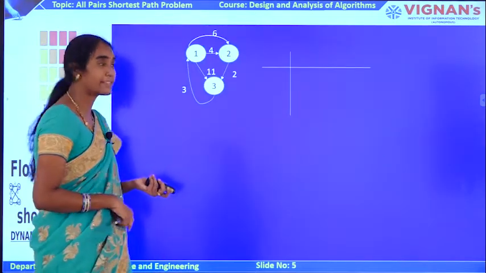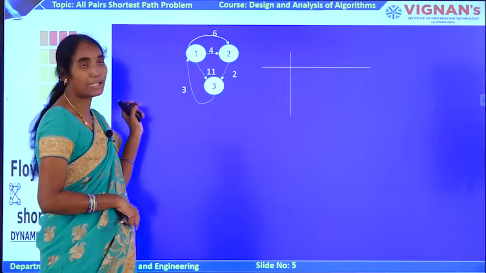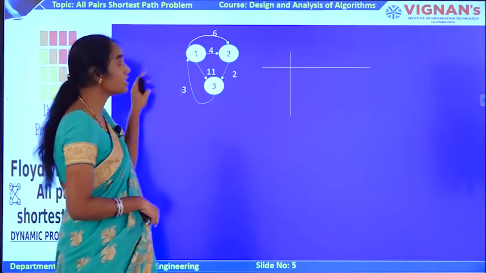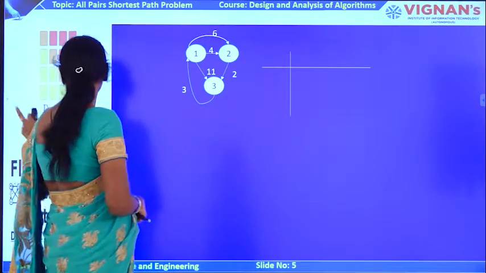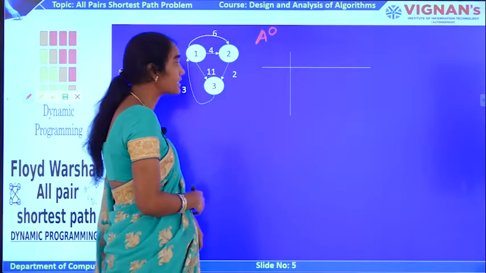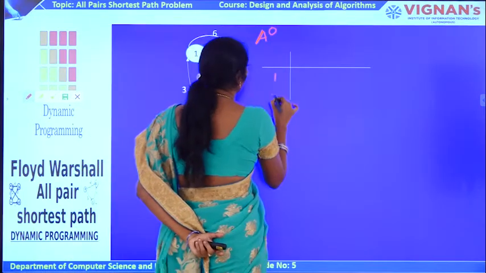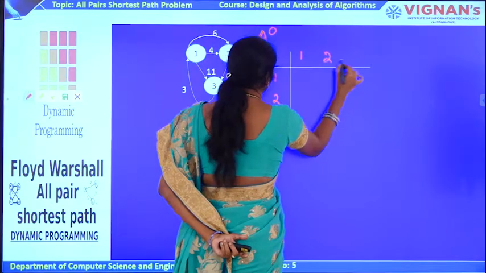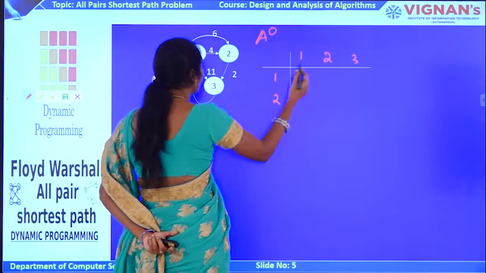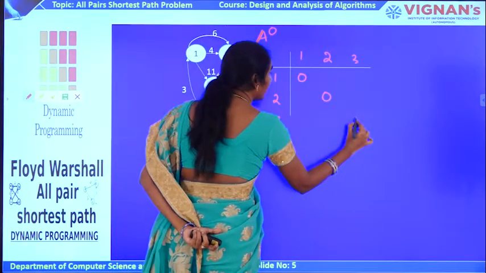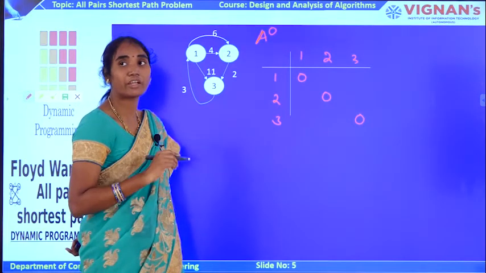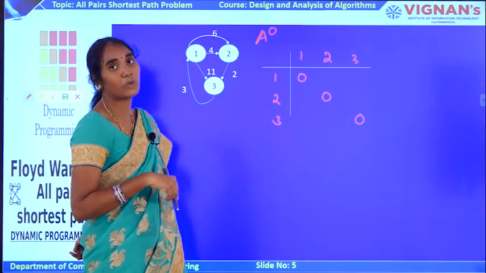So now let's see an example. Here is a given graph which has 3 vertices, and initially I have to find out A^0. That A^0 is the cost adjacency matrix for the given graph. So here I have 3 vertices. For 1 to 1, as we do not have any cycles, and as we already mentioned, cost of i comma j is equal to 0 if i is equal to j.